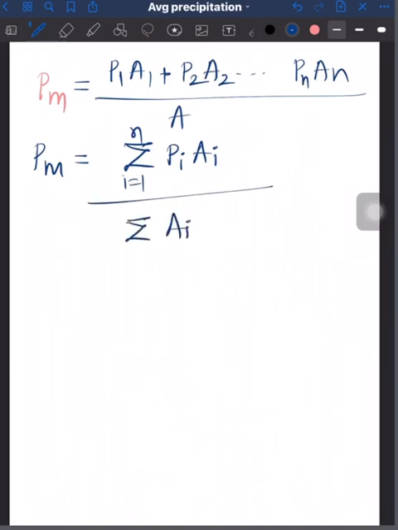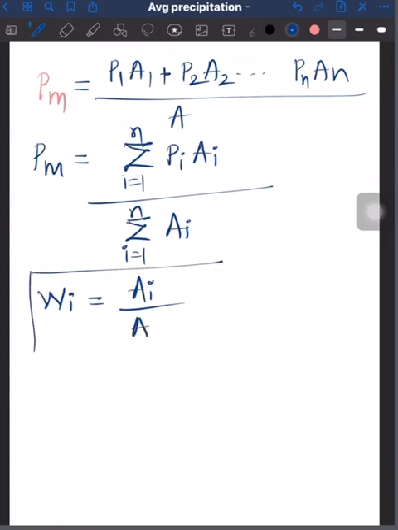So this is a very simple method in which we give weightage to the rain gauge stations, and this weightage depends upon the area contributing to the particular rain gauge station and the total area of the catchment. Once these are calculated, we can repeatedly calculate the average depth of precipitation over that catchment.